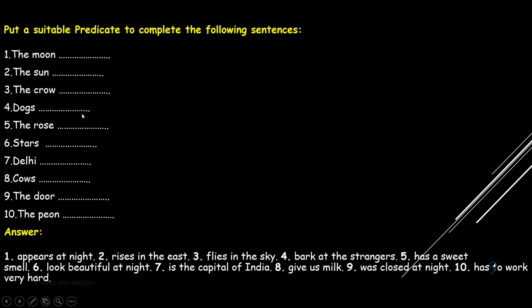The moon appears at night. The sun rises in the east. The crow flies in the sky. Dogs bark at the strangers. The rose has a sweet smell. Stars look beautiful at night. Delhi is the capital of India. Cows give us milk. The door was closed at night. The peon has to work very hard. You can use any other predicate to complete these.